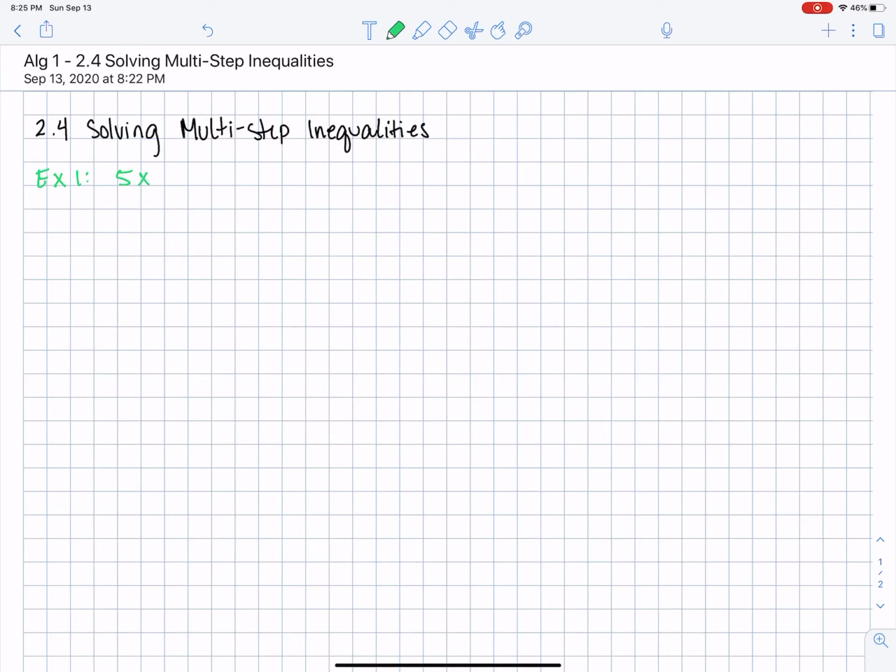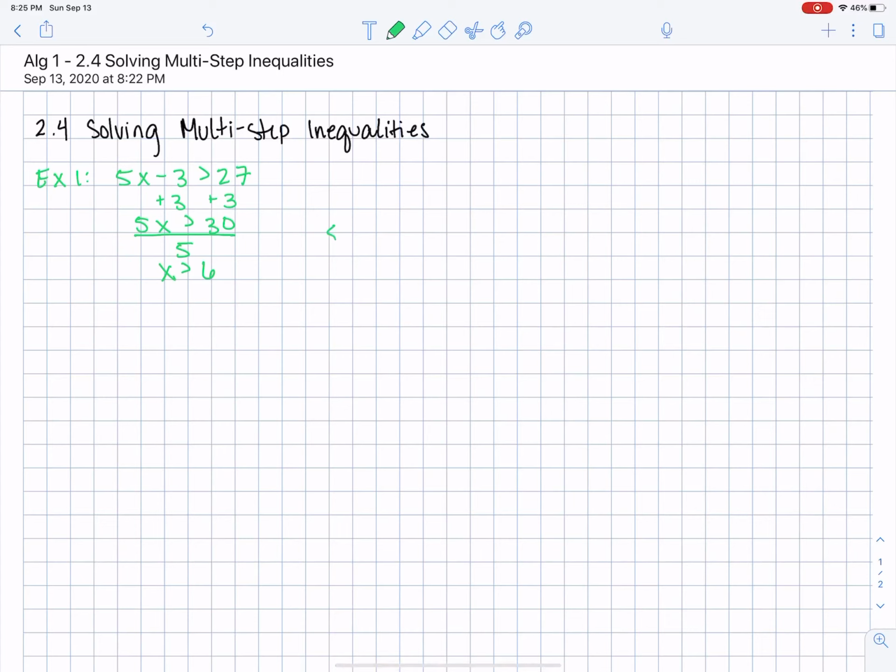So I'm going to start with 5x minus 3 is greater than 27. So it's the same rule so far as solving for your equation. So of course, adding 3 to both sides, we get 5x is greater than 30. Divide by positive 5 here. Now there's a reason I'm saying positive. We get that x is greater than 6.